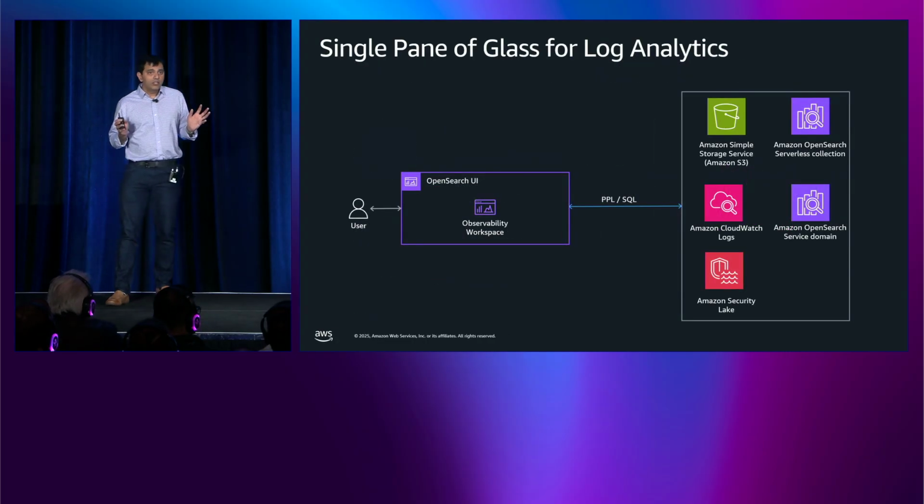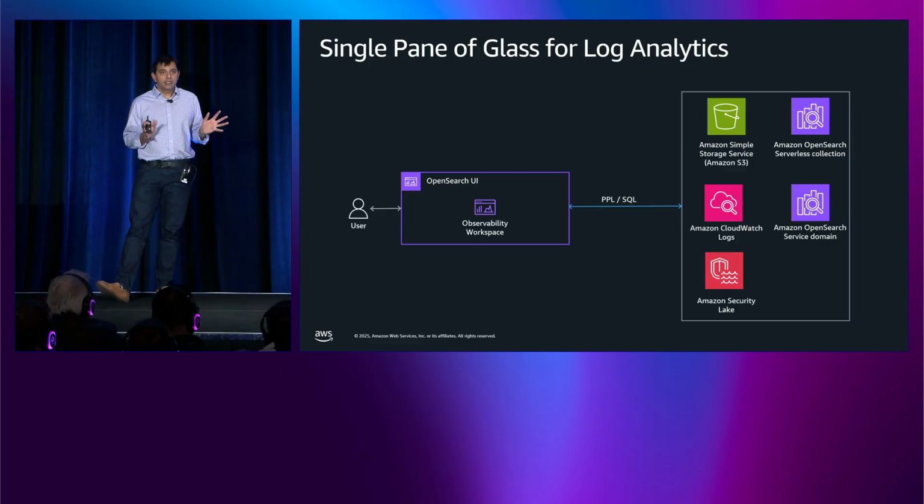And to do that, you typically need a single pane of glass. The log data can be in different places. Some data can be in CloudWatch. Some of the data is in OpenSearch. Some of the data can be in S3 because it's just too expensive to index it.